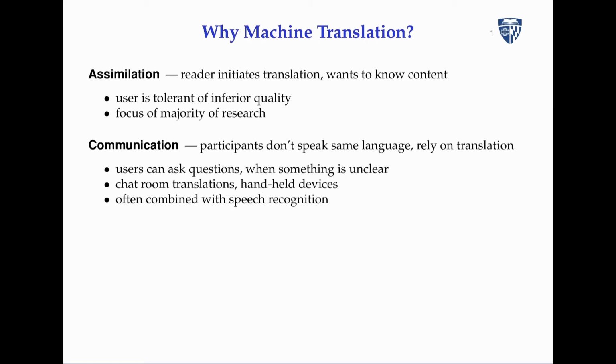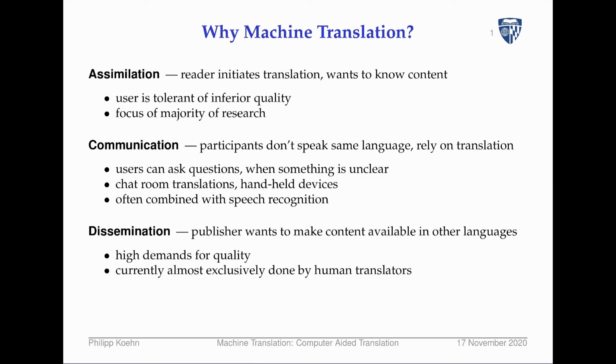Another one would be communication, where you want to talk to someone who doesn't speak any of the languages you know, and you still want to communicate. So you don't speak the same language and you rely on translation to bridge that communication device. So one advantage of that situation is that if something goes wrong in the machine translation, users can ask questions. So this exists in chat room translations, handheld devices, and there's also increasing interest of combining this with speech recognition.